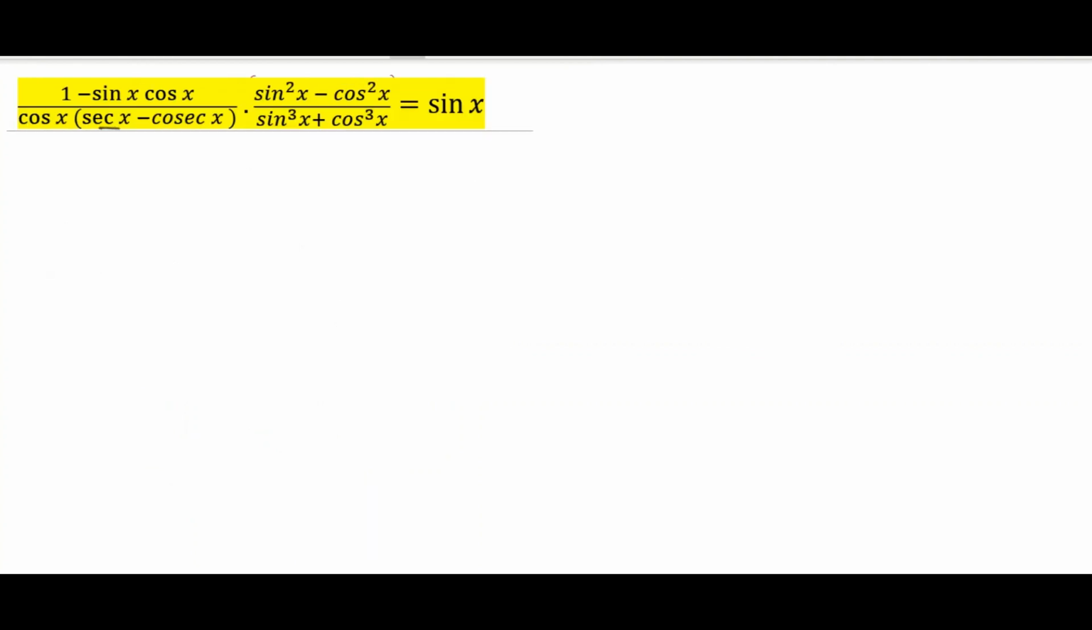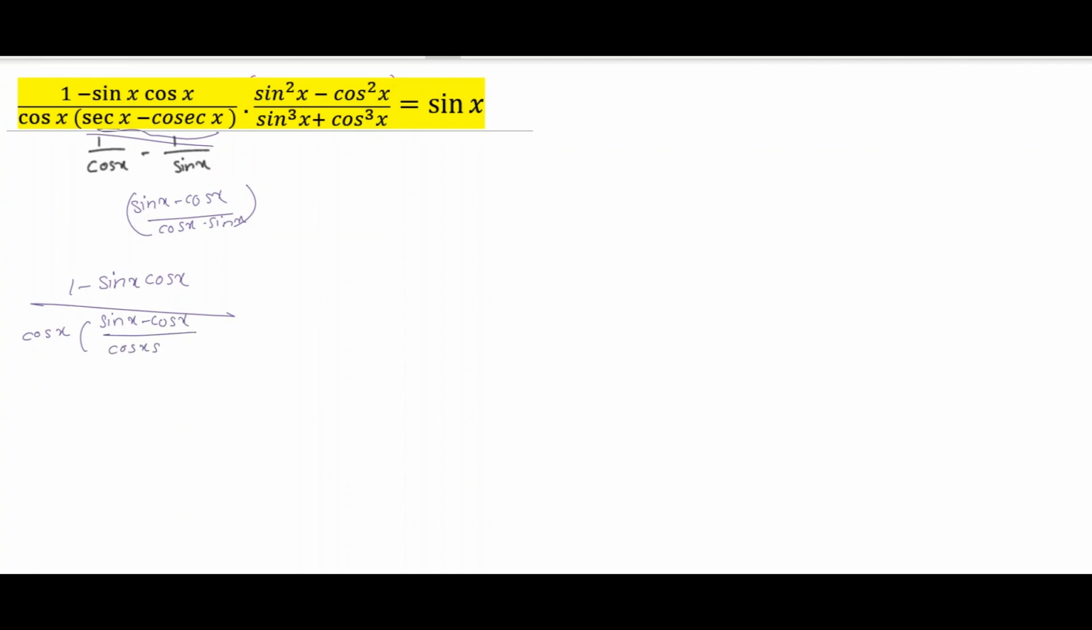So here if we write secant as 1 upon cos and cosecant as 1 upon sin, on taking LCM, this becomes (sin x minus cos x) upon cos x into sin x. Okay, so in this place, we can substitute this value. Let's do that. In the numerator we have (1 minus sin x cos x) upon cos x as this. Then in place of this, we are writing this, that is (sin x minus cos x) upon cos x into sin x.